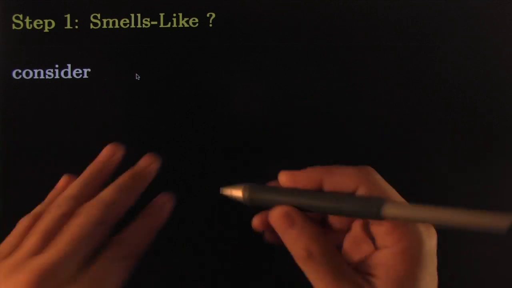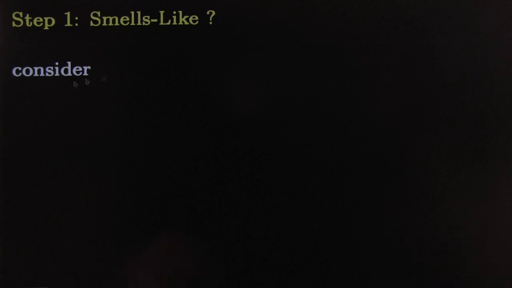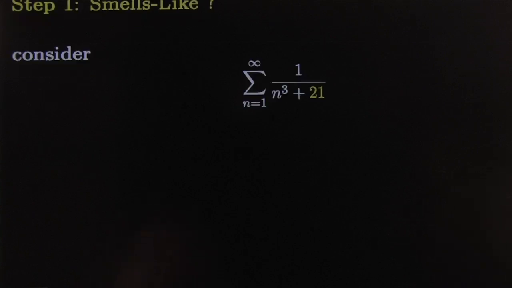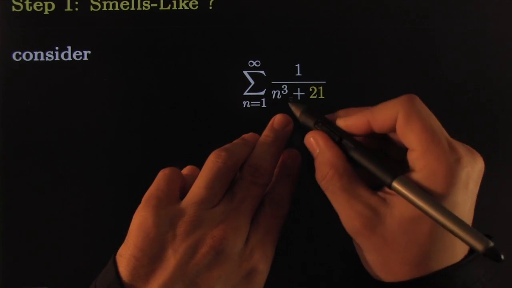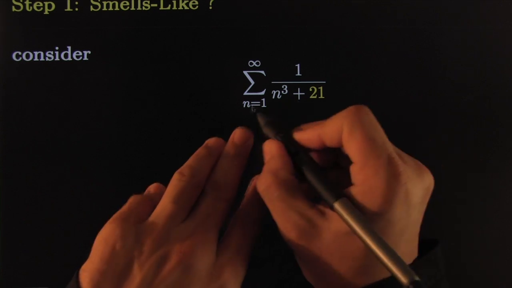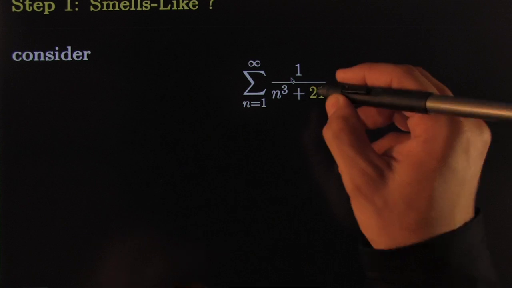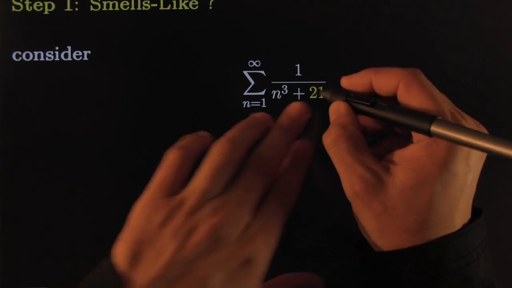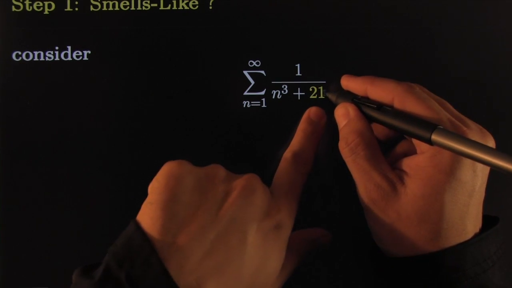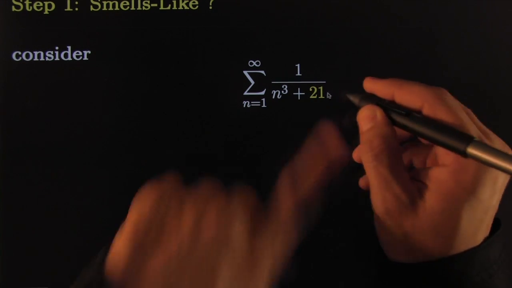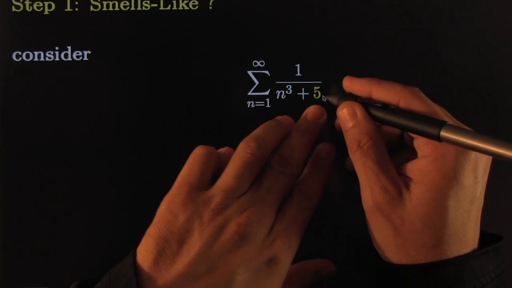Step one will be to try to figure out what a series smells like. Sometimes you can just look at it and sniff it, and you'll know if it smells like something or something else. For example, this one, what do you suppose it smells like? You can see the n to the third is, as n grows large, very much a dominating term, while the 21 becomes kind of insignificant. It really becomes insignificant as your n's grow large, and there's nothing special about 21. The same thing could be said if you were to change it to maybe 5. It would still be just as insignificant.